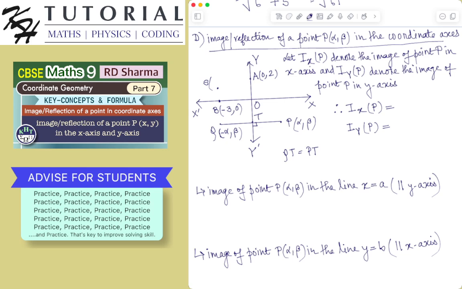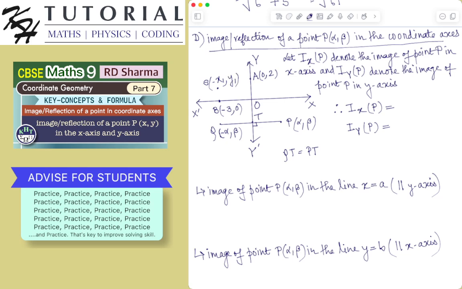Similarly, let's say there is another point S. Let's say its abscissa is minus x1, where x1 is positive. Since it is in the second quadrant, I am plotting the point S in the second quadrant, and y1 is also positive. Now what will be the image of the point S in the y-axis?